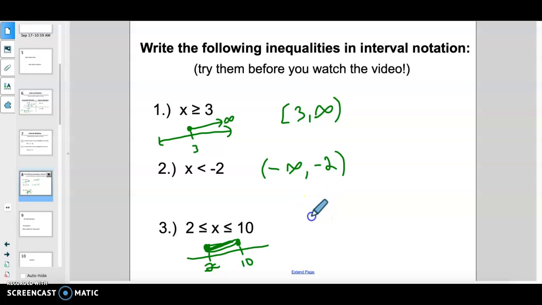So in interval notation, we're including the 2, because that's on the left, and we're including the 10, because that's on the right, and both of them are going to get that square bracket.